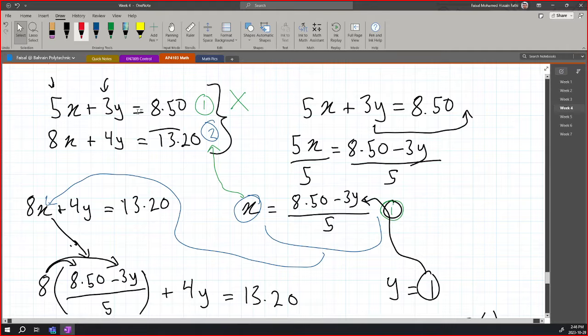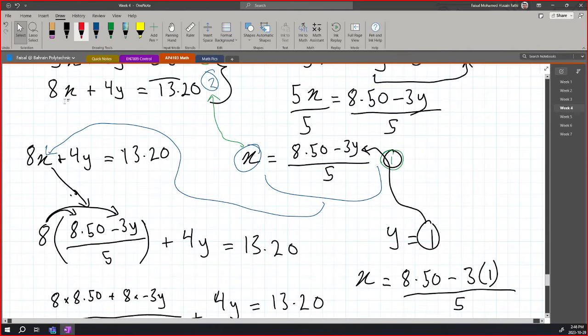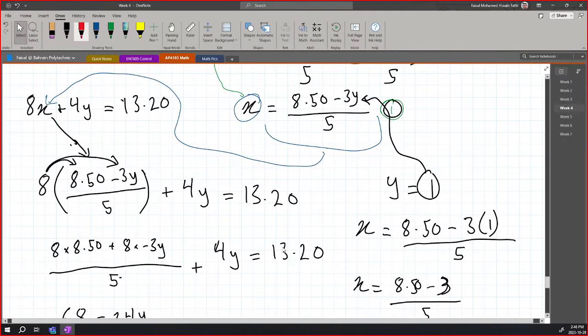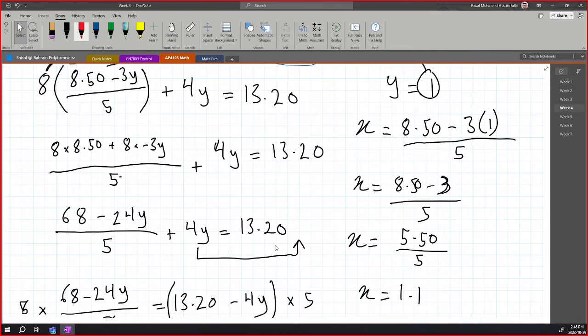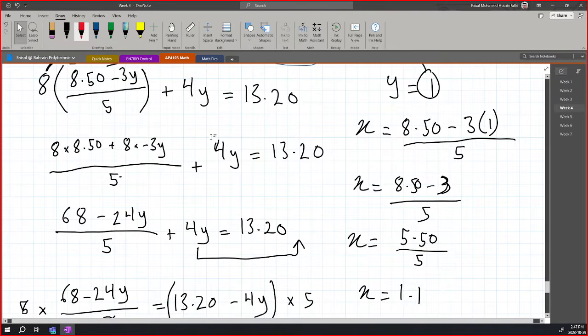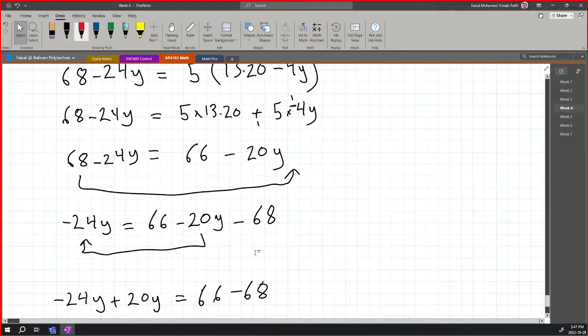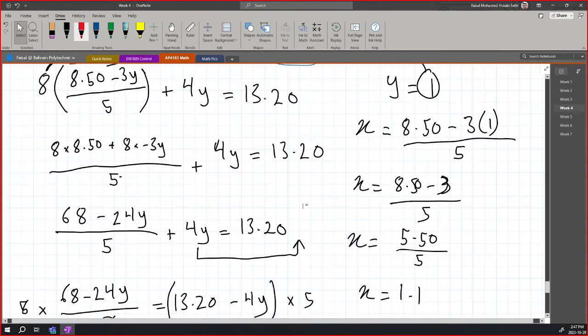8x plus 4y, okay, 8.5 minus 3y over 5, that's correct. We're substituting back here, 8.5 minus 3y over 5 plus 4y. 68 minus 24. Where did I put minus 4? Here, because plus 4, if we move it to the other side, becomes minus 4. Wait, I will go step by step. So let me check. 68 minus 24y, correct. Correct. The x is supposed to be 1.4 or 0.5. There's a mistake in my calculation. I'm just trying to find out where it is.